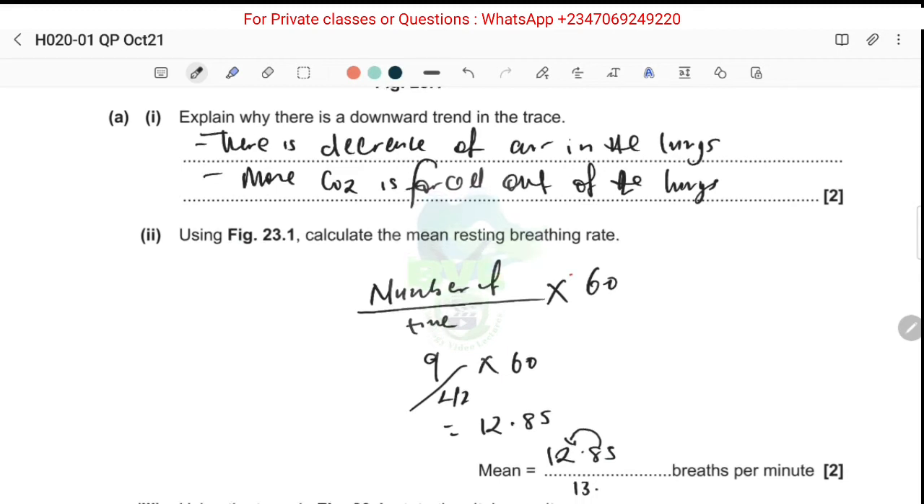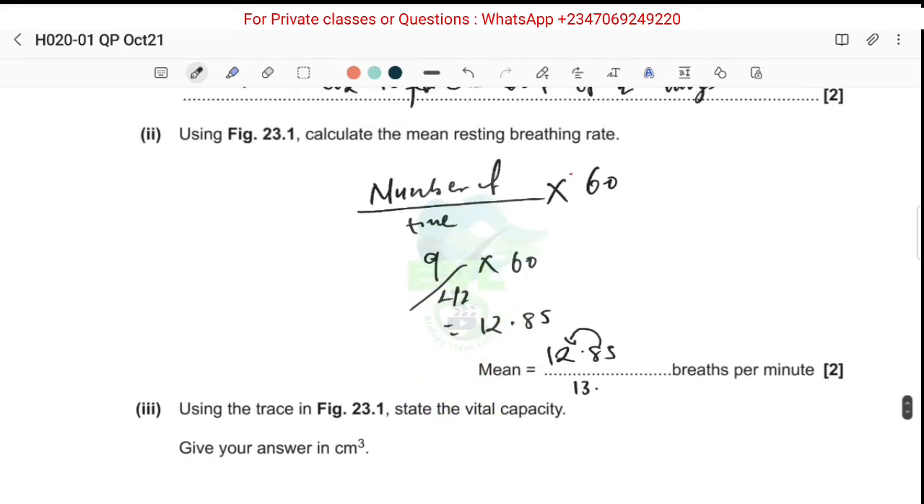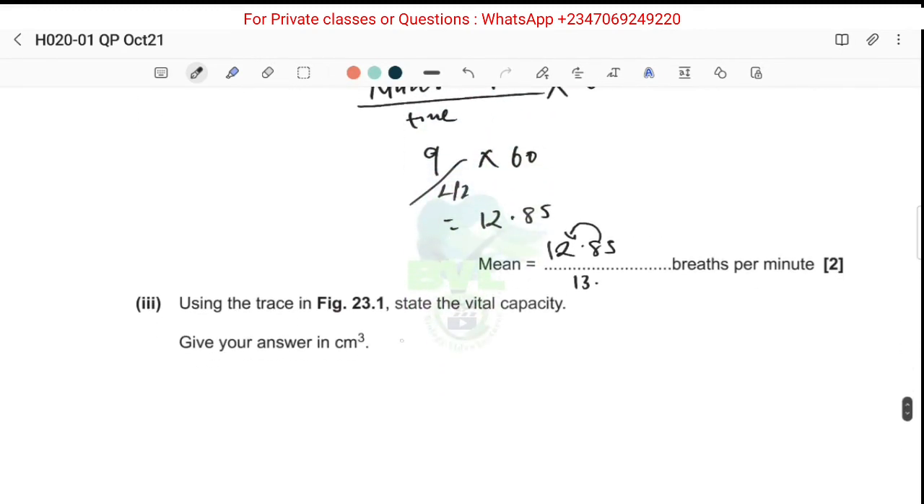All right, moving on, it says here, using the trace in figure 3, state the vital capacity. Now vital capacity, let me write the formula here. Vital capacity is written as VC. VC is the tidal volume.